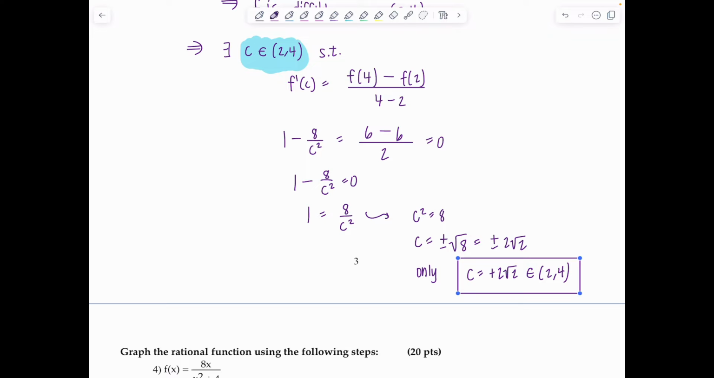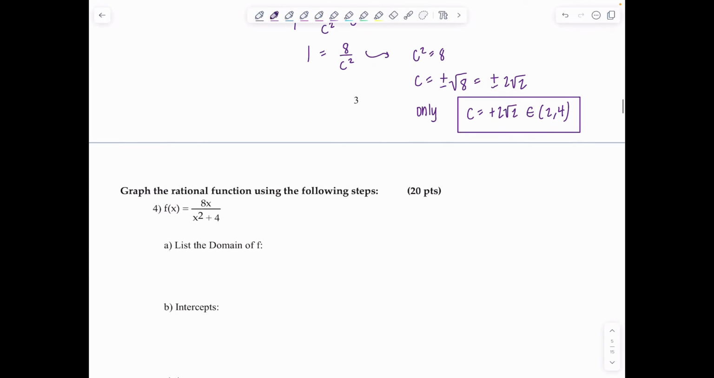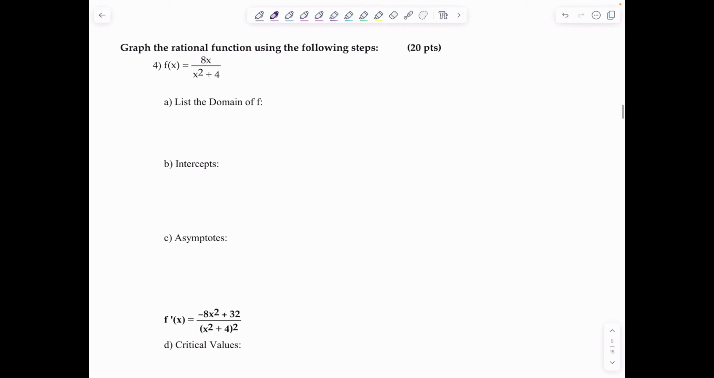Is just nothing going to cooperate today? There we go. Okay, here's the big graphing problem. It was 20 points. So let's work through all the steps together. Graph the rational function using the following steps. So f of x is 8x over x squared plus 4.